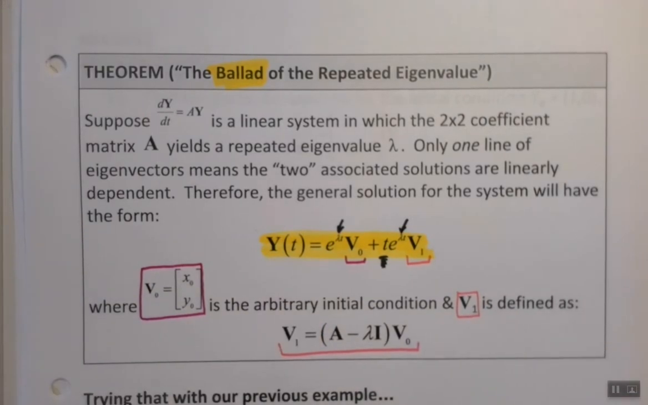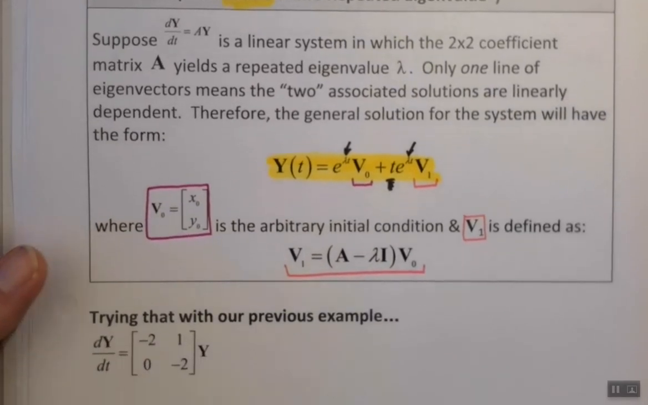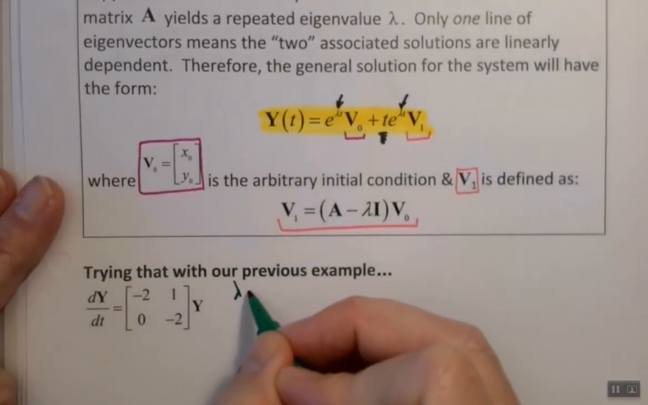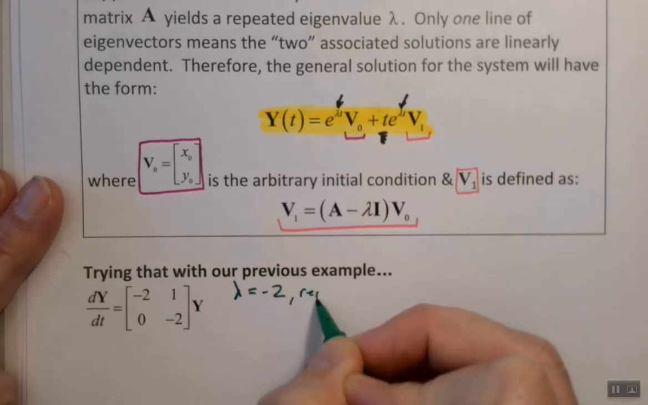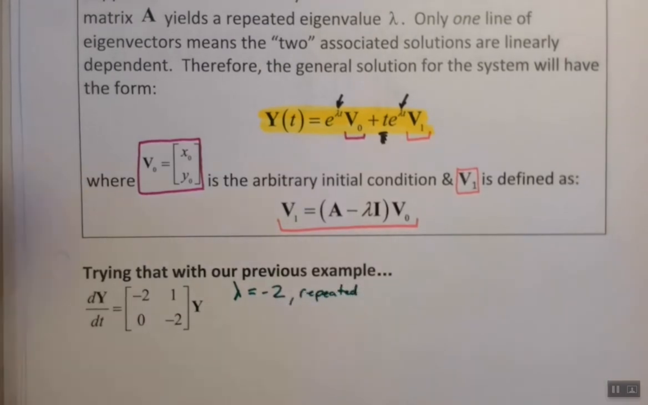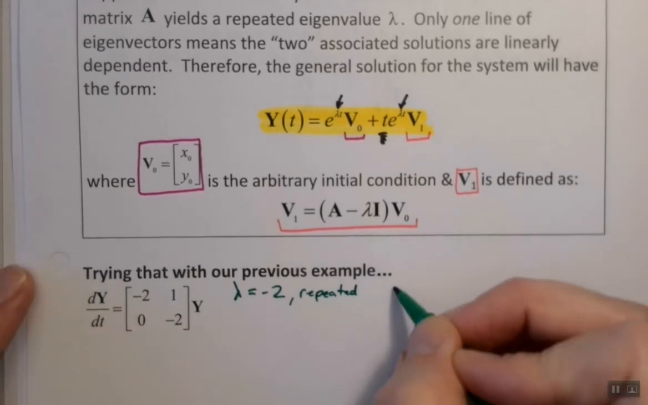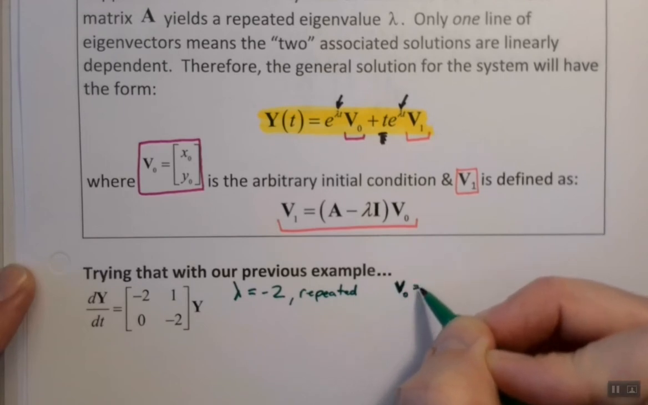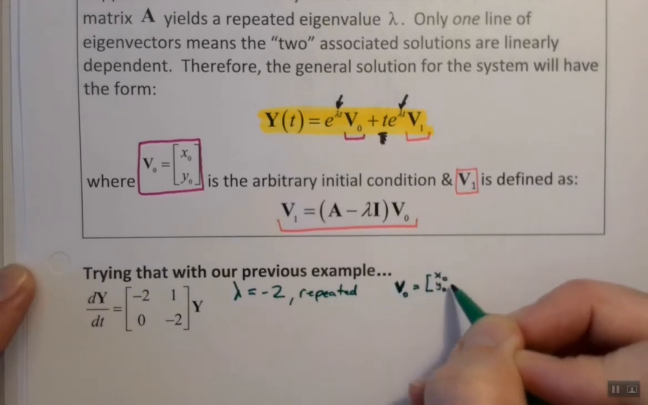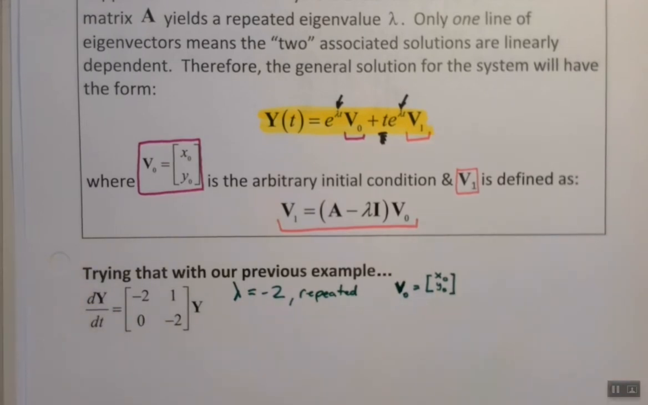So let's go ahead and do this exact same thing using our previous example. If you remember, on the previous example, the one that we were just messing around with, we knew that lambda was repeated at -2. And we know nothing about an initial condition. So our initial condition vector, v sub 0, is just whatever initial x and initial y we care to choose. So those two things we have to establish out of the way. The only other thing that I need to know is what is this magical v sub 1, this guy right here.